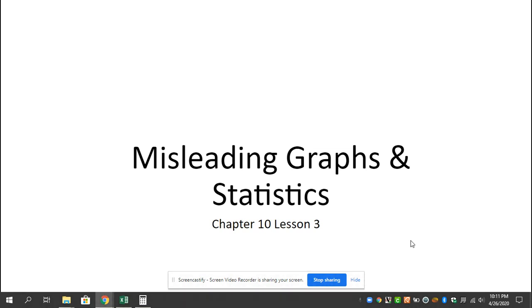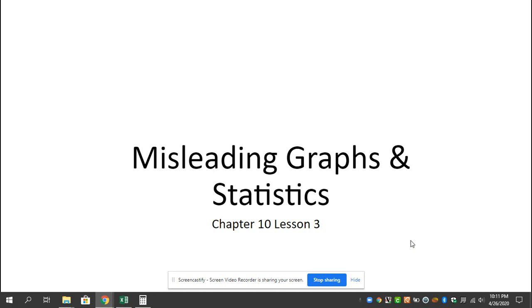All right, in Chapter 10, Lesson 3, we're going to talk about misleading graphs and statistics. So you're going to be looking at multiple graphs and sometimes making comparisons between things that are kind of incorrect in them, or which graph would better represent information. You're also going to be reviewing some sixth grade concepts of mean, median, and mode. You will have to figure those calculations, so we're going to do that on one of the examples today.